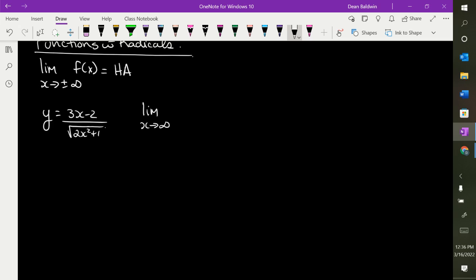What do you do when you're trying to find a horizontal asymptote? The proper method that he taught you. Multiply by the reciprocal of the highest power. Which is what? 1 over x. Because this is inside the square root, it's 1 over x. So top and bottom get multiplied by 1 over x.